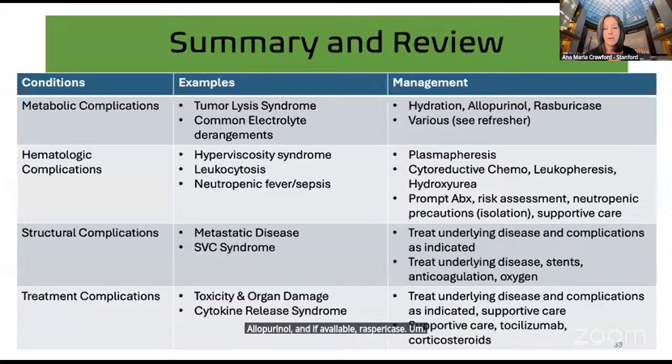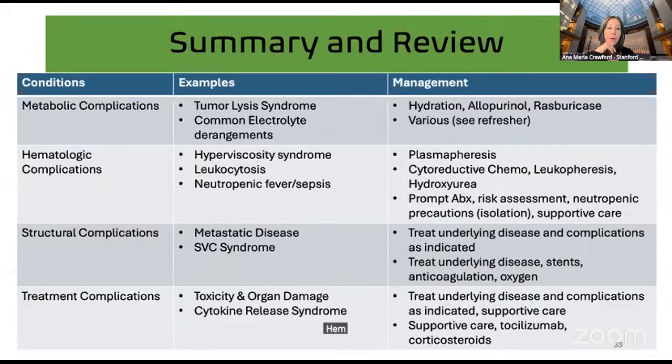Electrolyte abnormalities are common. Everyone should remember how to treat these. You can look at the earlier slide for that summary, but some of the common electrolyte derangements include hyper and hyponatremia, hypercalcemia and hypocalcemia, hyperkalemia, SIADH, and hyperphosphatemia as well.